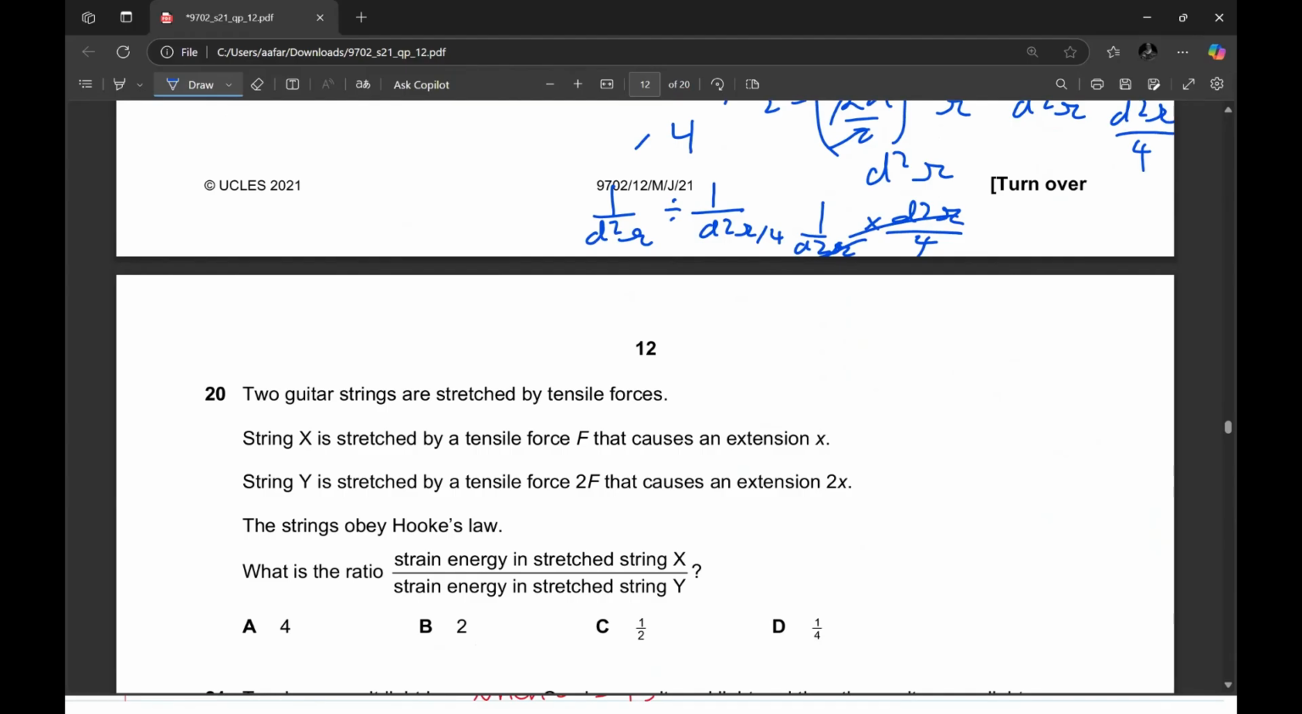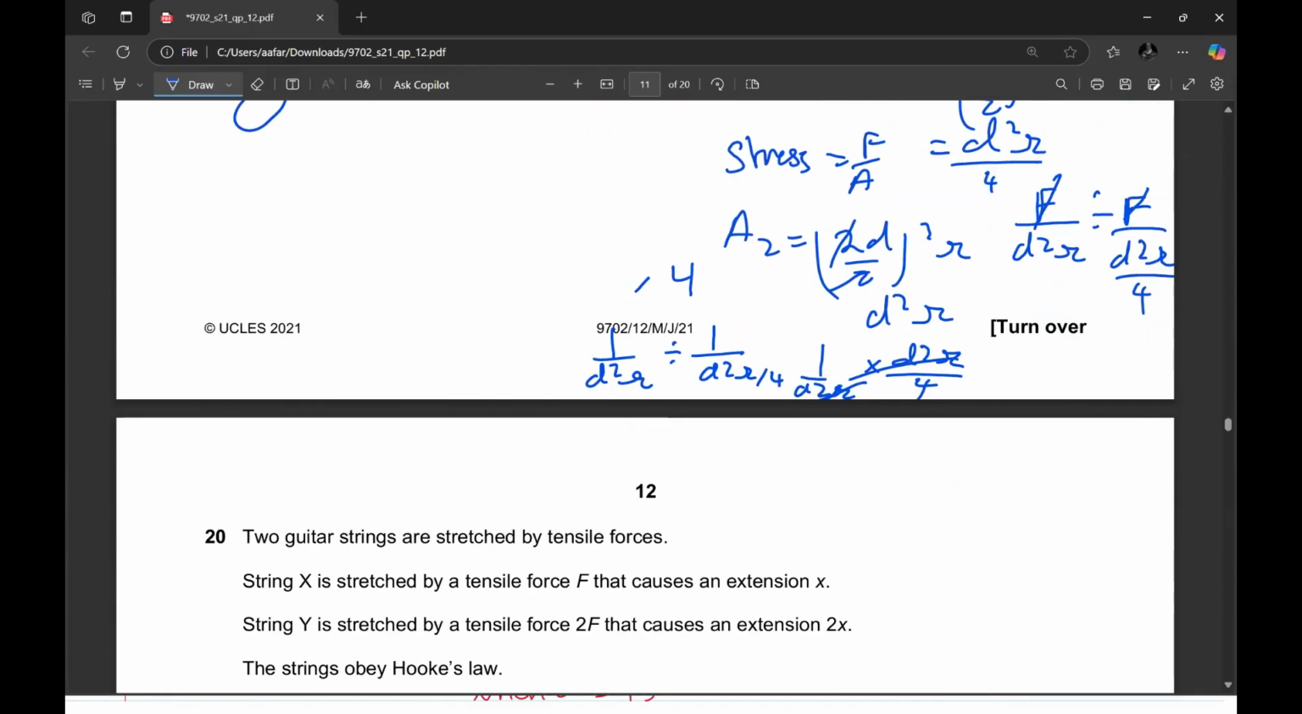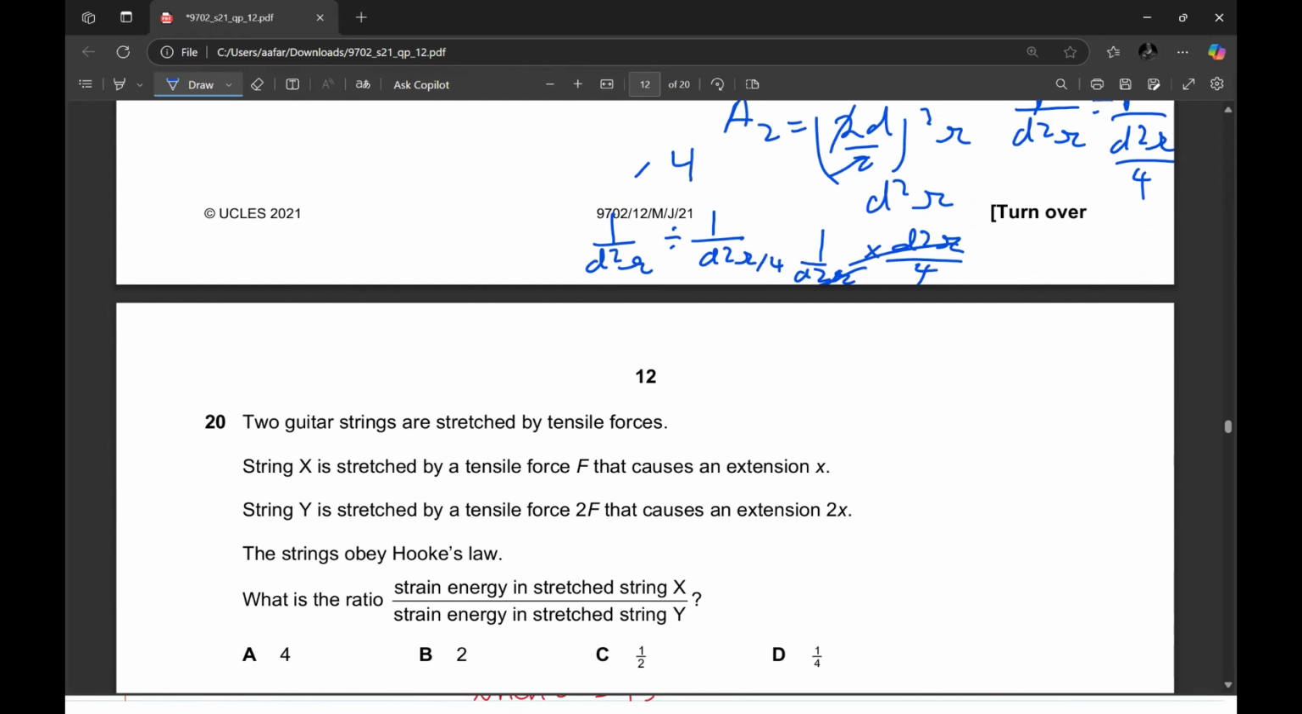Two guitar strings are attached by tensile forces. String X is stretched by tensile force F that causes an extension X. String Y is stretched by tensile force 2F that causes an extension 2X. Strings obey Hooke's law. Almost the same question. The strain is extension over original length.